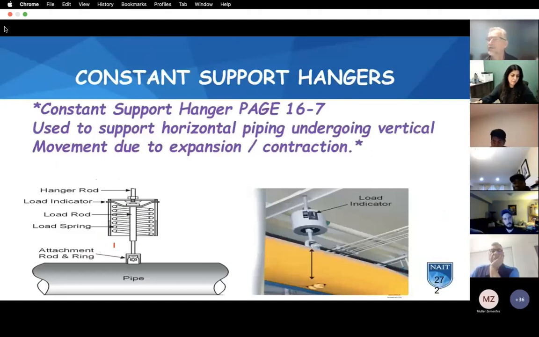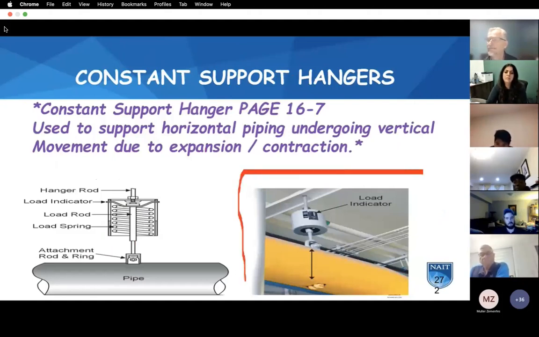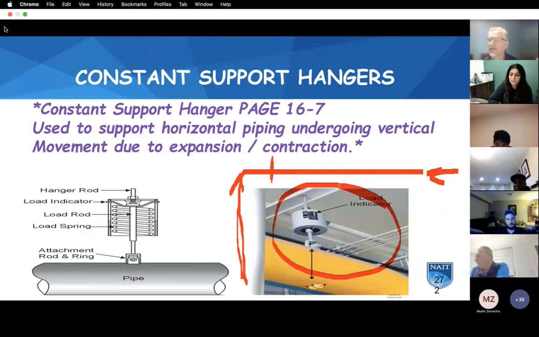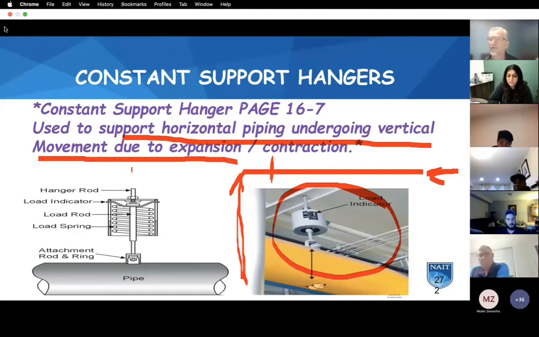Constant support hanger is on page 16-7. If the horizontal piping needs to have vertical movement, so if this piping went along and then it went this way, so this pipe is horizontal up here, but this piece of pipe is going to expand and contract and cause a little movement this way. So we're going to use something called a constant support hanger. Used to support horizontal piping undergoing vertical movement due to expansion and contraction.